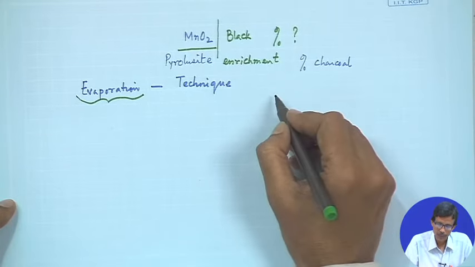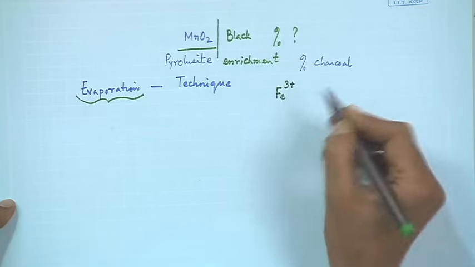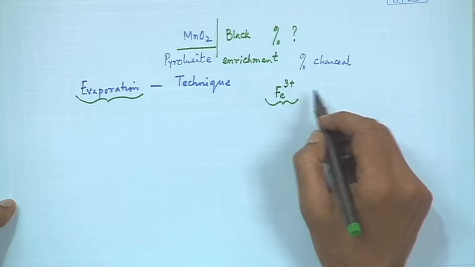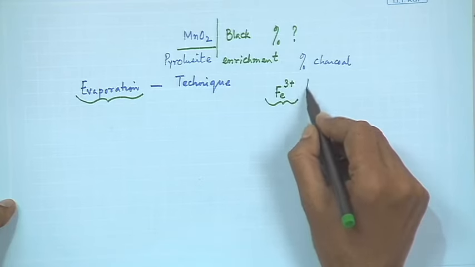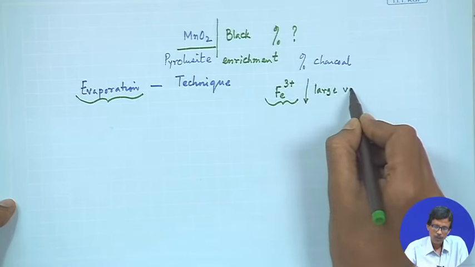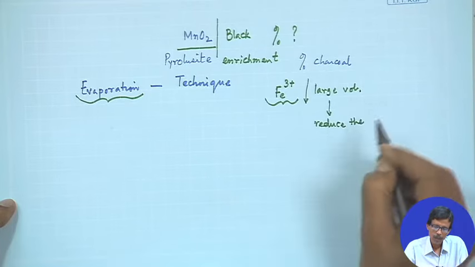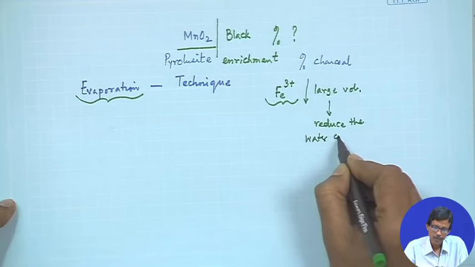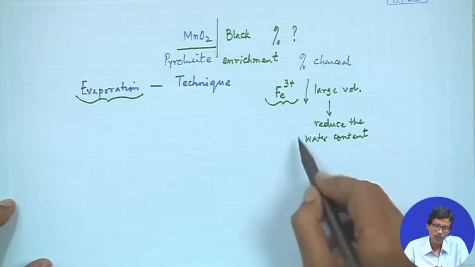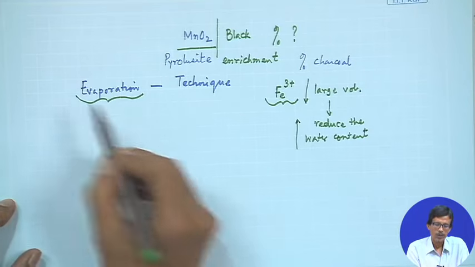Just now we are talking about a very dilute solution of any sample which contains, say, Fe3+. So, a ferric ion solution is there, in a large volume of water. So the volume of water is very large, and we have to reduce the water content. How can we do that? Because we all know that if we want to remove this water, it is a simple process of evaporation. So, how to do that evaporation?